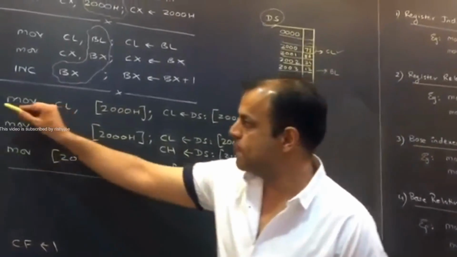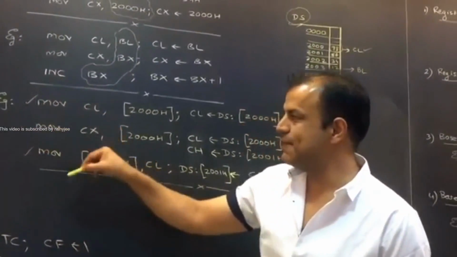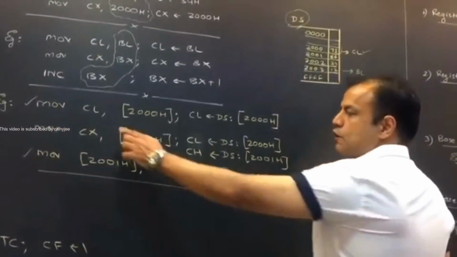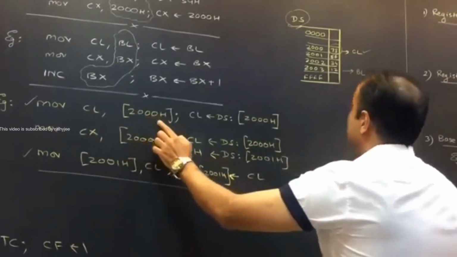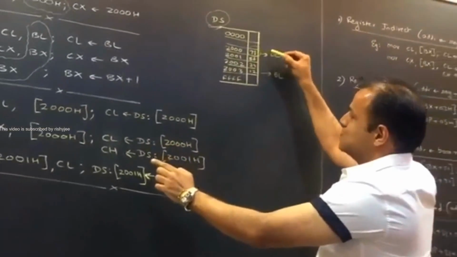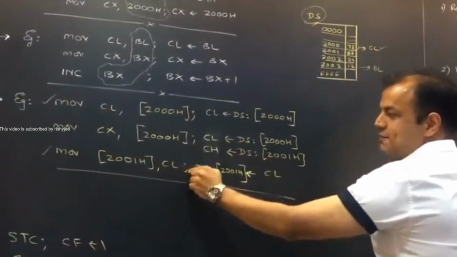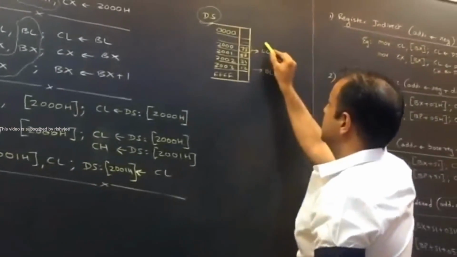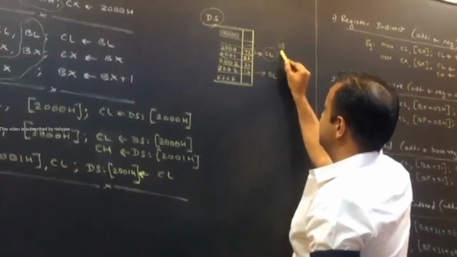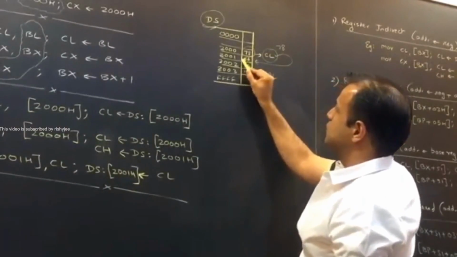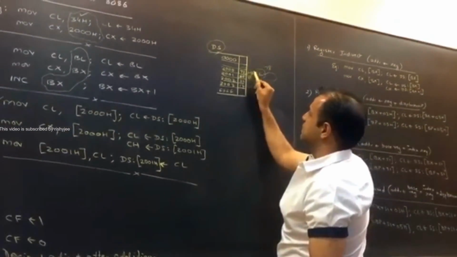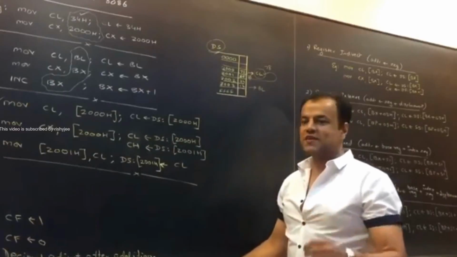So if I do this and this instruction back to back, what happens? First, CL gets the data from 2000. So CL gets the value 78. Now CL will store the value at 2001. The same 78 which is present in CL will be stored at 2001. It will replace this 56 and this number will become 78. Please tell me, did you understand this?